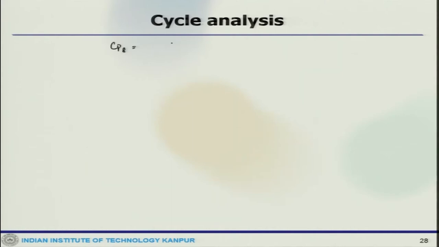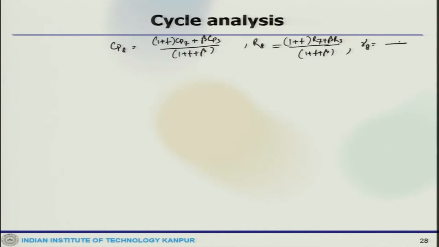Cp at 8 would be (1 plus f) Cp 7 plus beta Cp 3, divided by 1 plus f plus beta. Similarly, R 8 would be (1 plus f) R 7 plus beta R 3, divided by 1 plus f plus beta. And gamma 8 would be Cp 8 minus R 8.